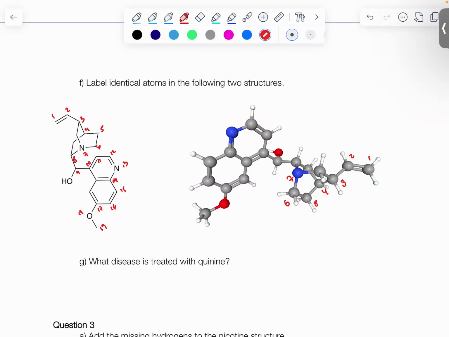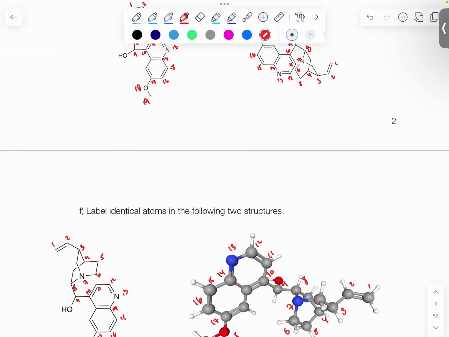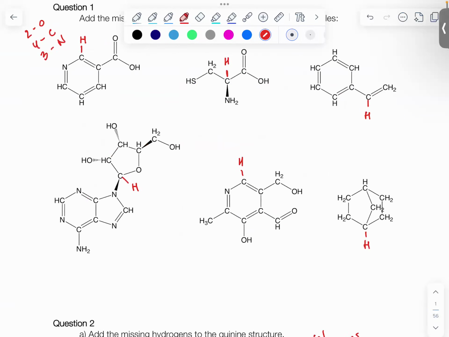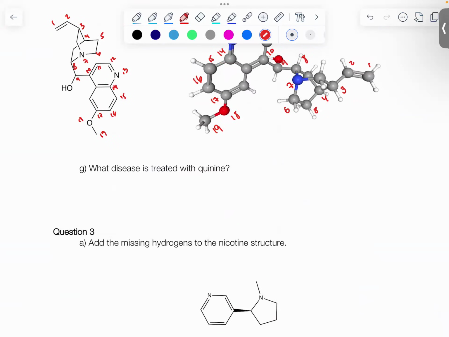That fused ring system is probably the trickiest part of numbering this quinine structure. So the final part of question 1 on homework 1, or question 2 on homework 1? Yes, question 2 on homework 1. What disease is treated with quinine? This is one that you can use the internet to help you answer. And the answer is malaria.